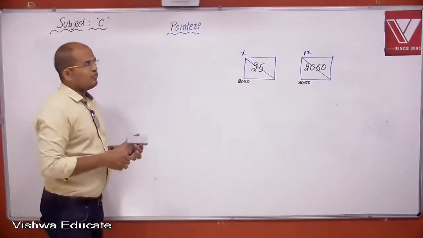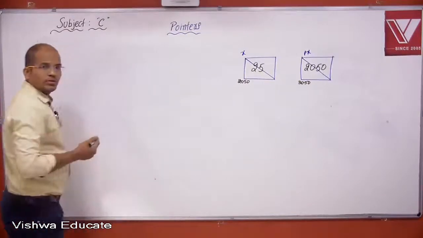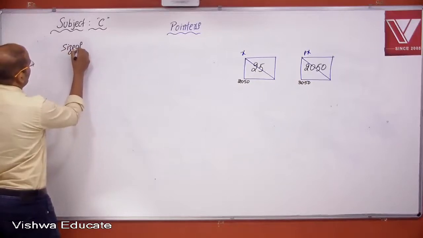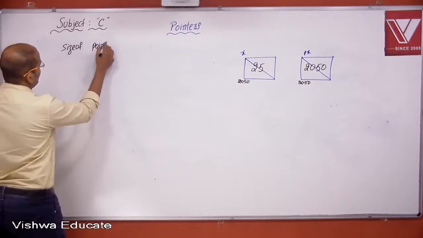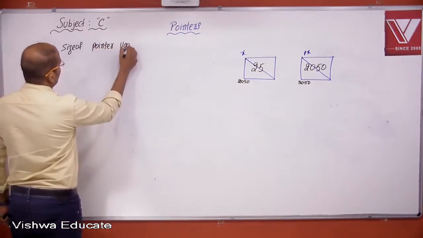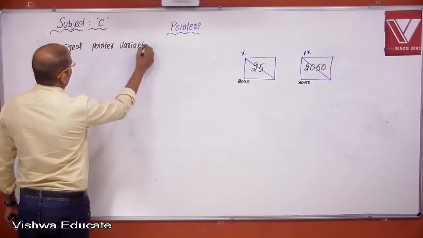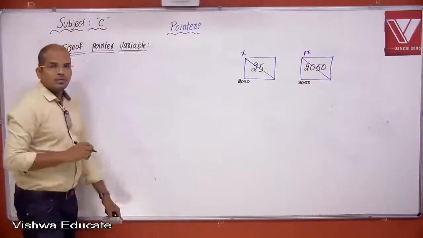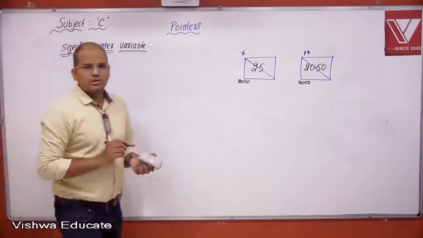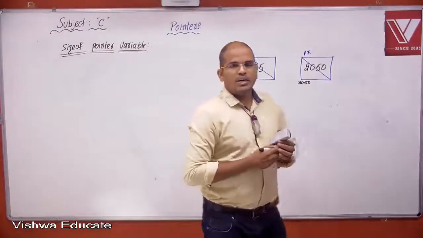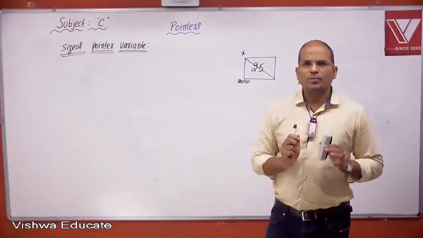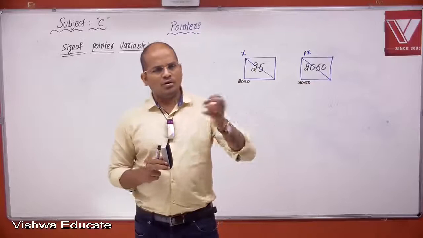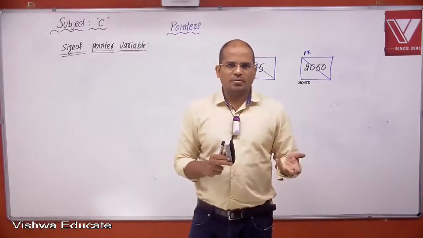Now the next story will be size of pointer variable. This is a little interesting story to learn. Why do you use a pointer variable? We use a pointer variable to store the address. It can be the address of an integer variable or address of a float variable or address of a character variable.